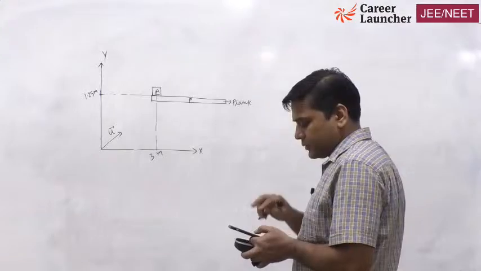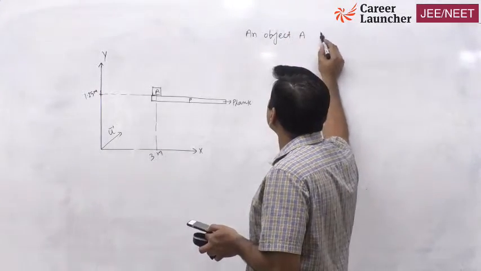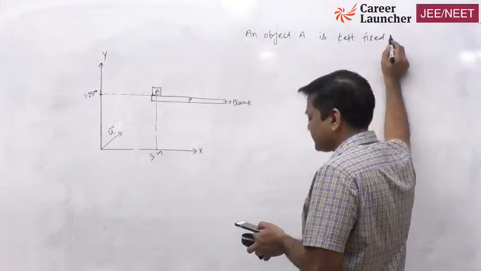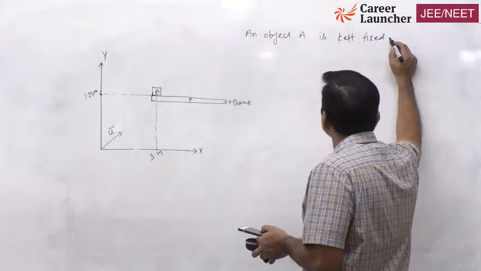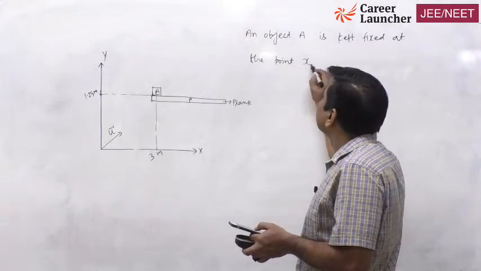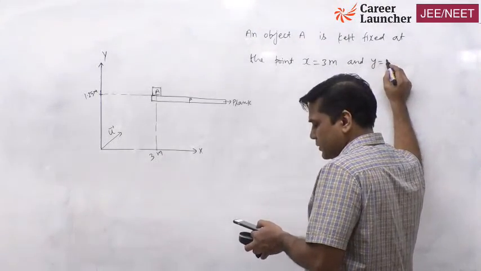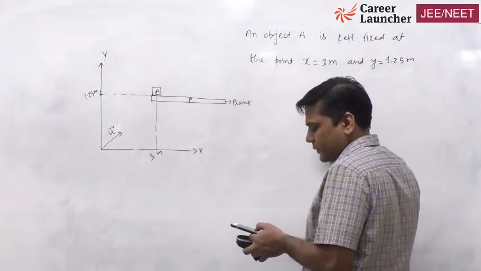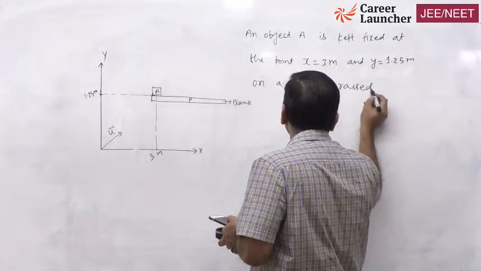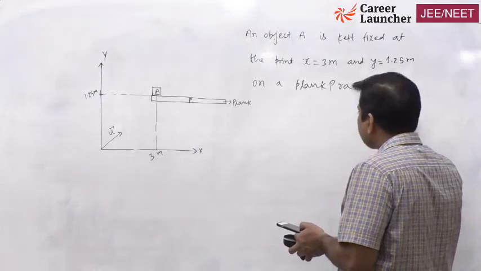An object A is kept fixed at the point x equal to 3 meter and y equal to 1.25 meter on a plank P raised above the ground.